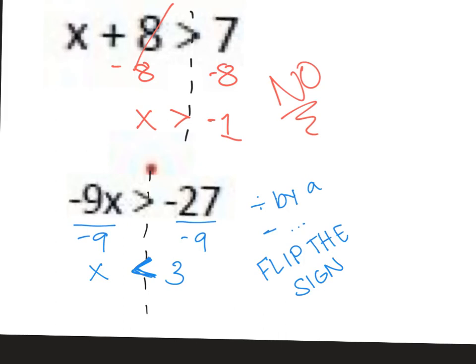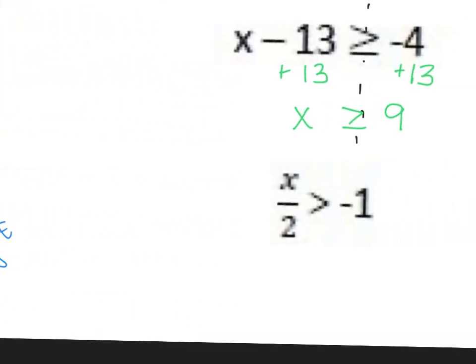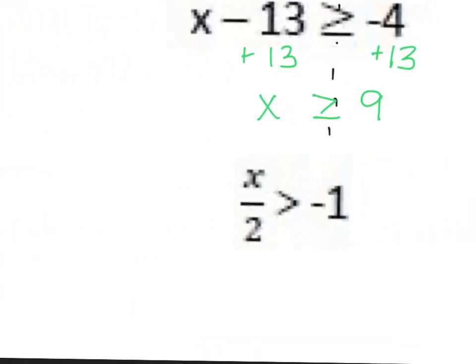All right. Here, we've got x over 2, or x divided by 2, is greater than negative 1. How do we undo that division? We multiply. We're going to multiply both sides by 2. x is greater than negative 2. Again, we did not multiply or divide by a negative. Our answer is negative. That is okay.